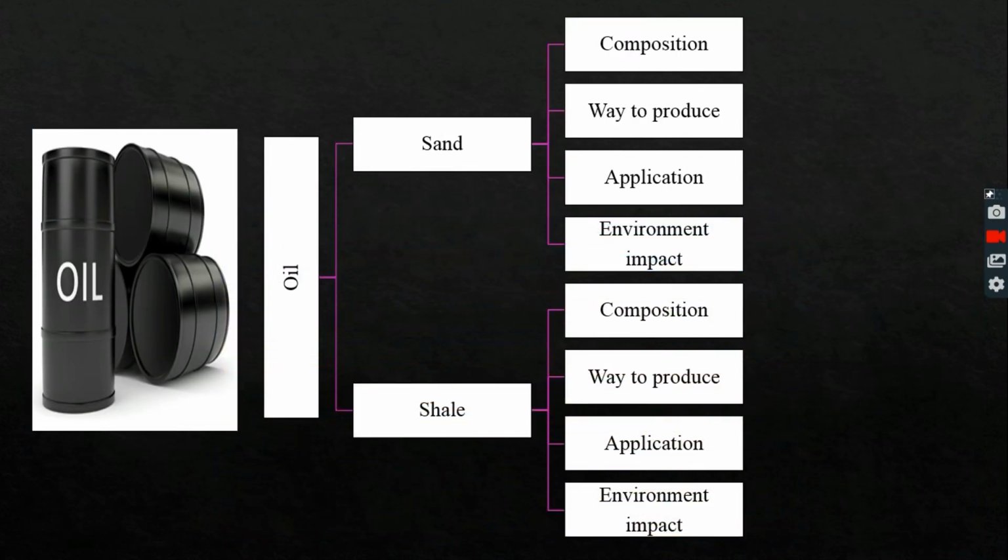That was the difference between oil shale and oil sand in terms of composition, way to produce, application and environmental impact.